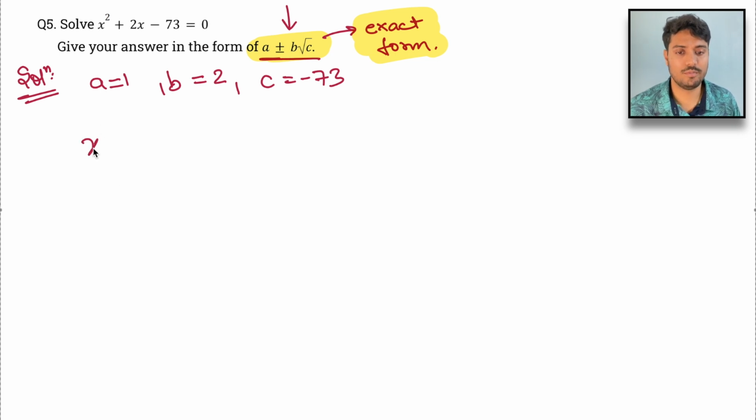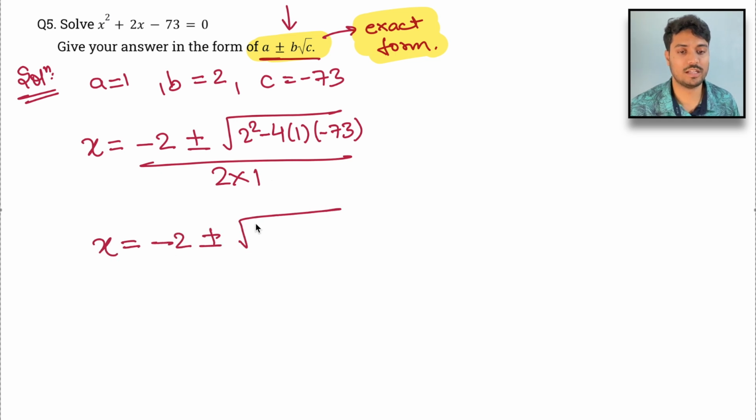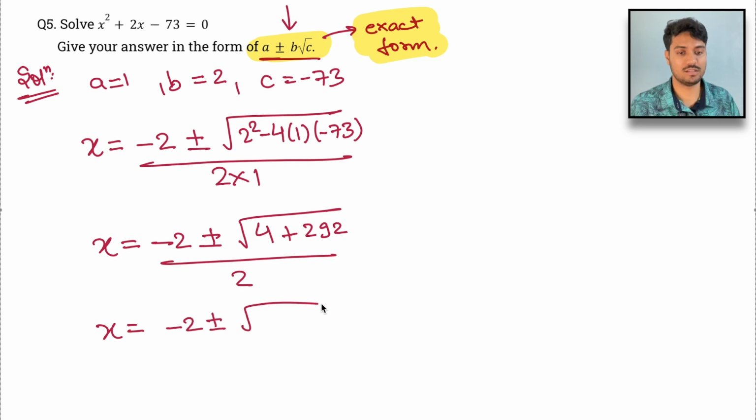So x is going to be minus b plus minus under root of b square minus 4 into a into c divided by 2a, so 2 into 1. So x is going to be negative 2 plus minus under root of 2 square, that's 4, minus minus plus 73 into 4, so 73 multiplied by 4, that's 292, divided by 2. So x is going to be minus 2 plus minus under root of, add these numbers, so this is going to be 296 divided by 2.